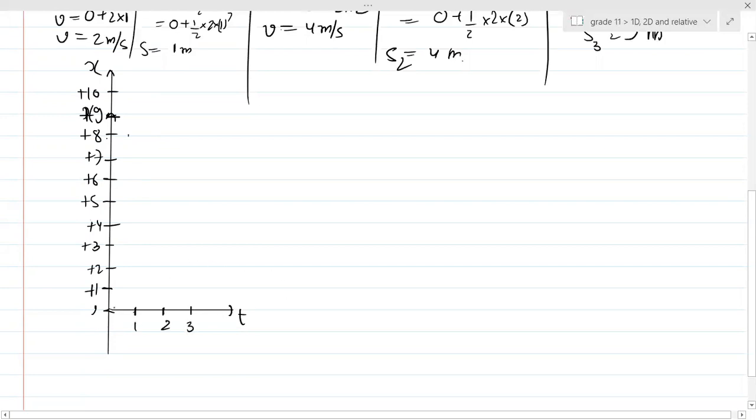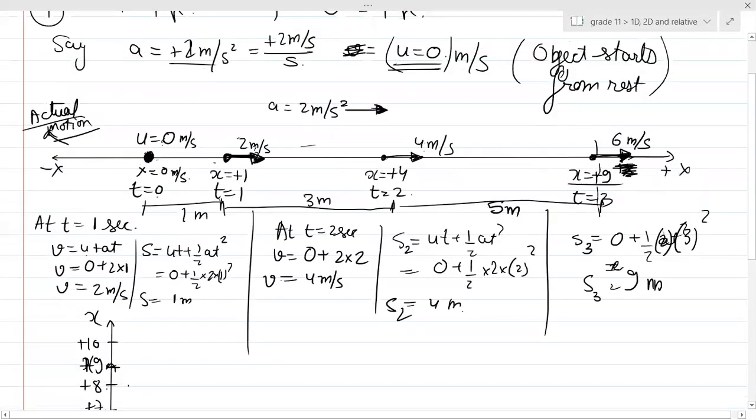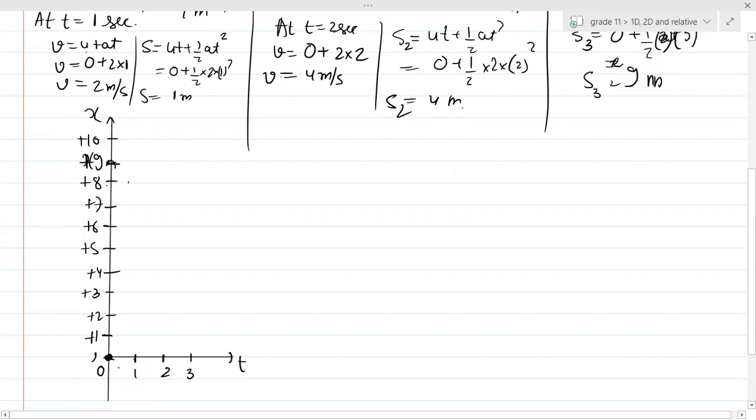Is this clear, guys? So basically, can you see where the object was at x equals to 0? At t equals to 0, the object was at x equals to 0, right? So basically, this is the point on the graph. At t equals to 1 second, the object came at x equals to 1. So basically, this will be the point, right?